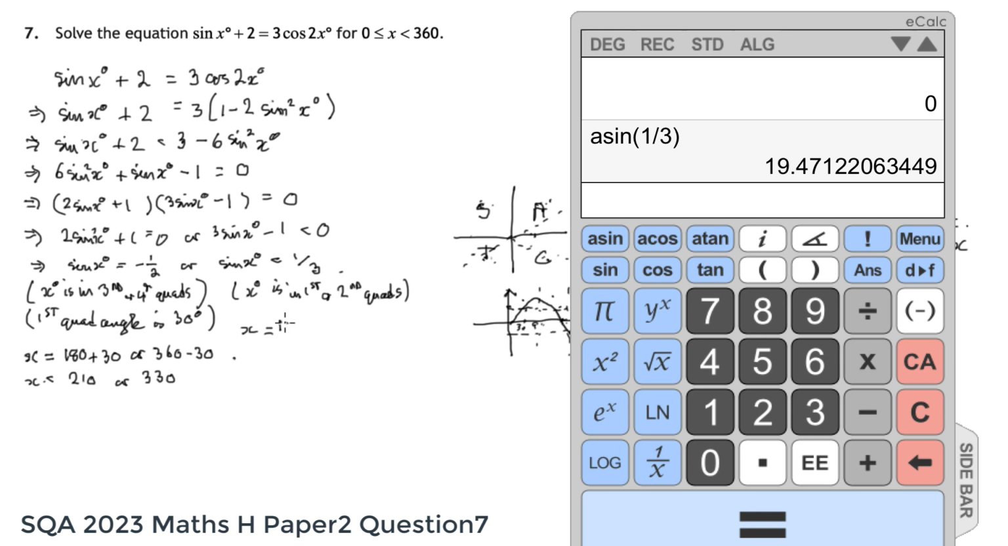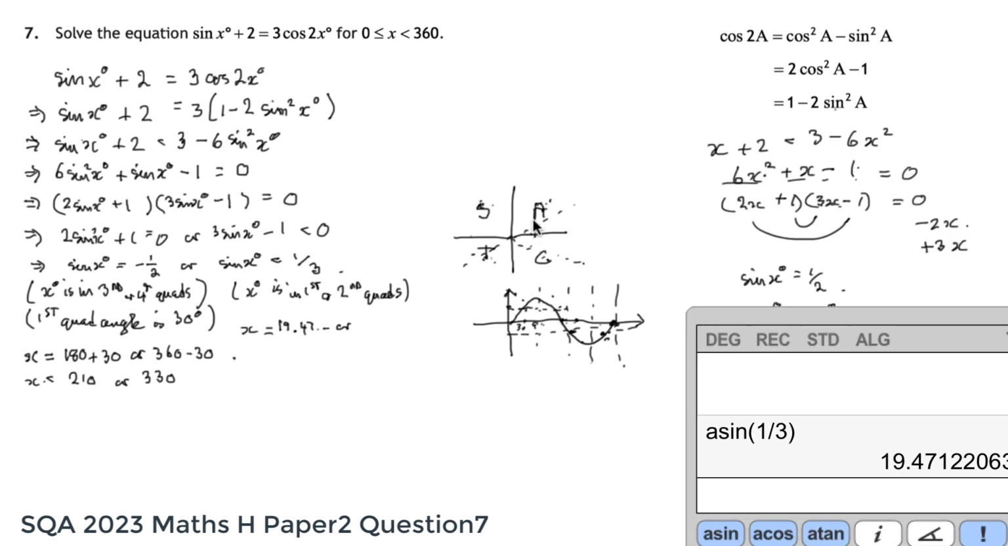So it's 19.47 and so on. Or, in the second quadrant, you'd go all the way round to 180 and subtract that. So it would be 180 minus 19.47 and so on.